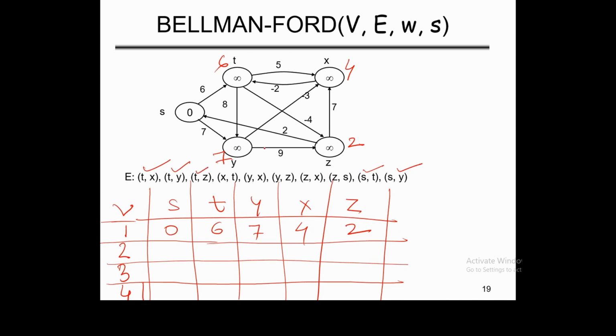x to t, it will be, ये है हमारे पास 4 और ये है -2, तो ये हो जाएगा 2, तो it will be change. ठीक है, मैं इसको हटा देता हूँ. x to t में ये चेंज हो गया. Now y और x, ये है 7 - 3 4, इसमें कोई चेंज नहीं होगा. y to z is this one, तो 7 9 14, कोई चेंज नहीं होगा.